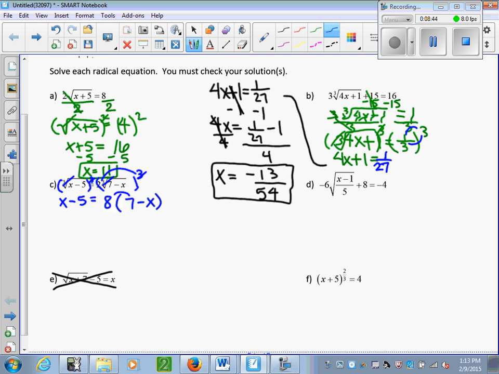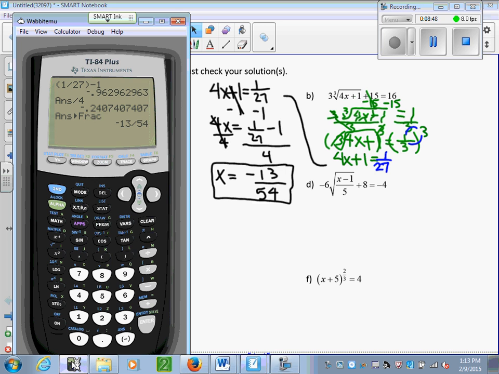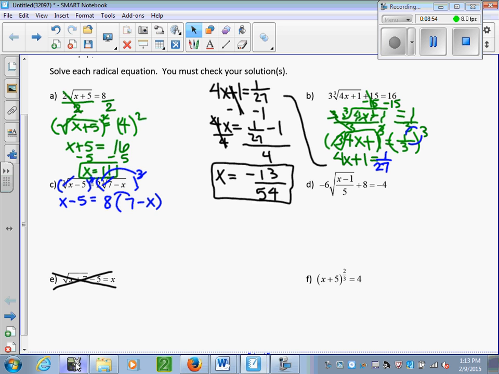So 8 times 7. If you don't remember what that is, remember you can always just go to your calculator real quick. 8 times 7 is 56. I just want you to remember, calculator's a handy tool. Alright, so 56, and then 8 times a negative x is a negative 8x, equals, we still have x minus 5.